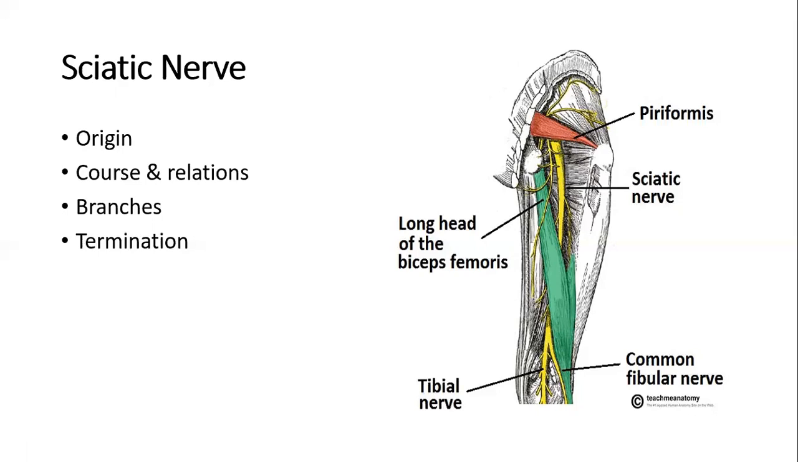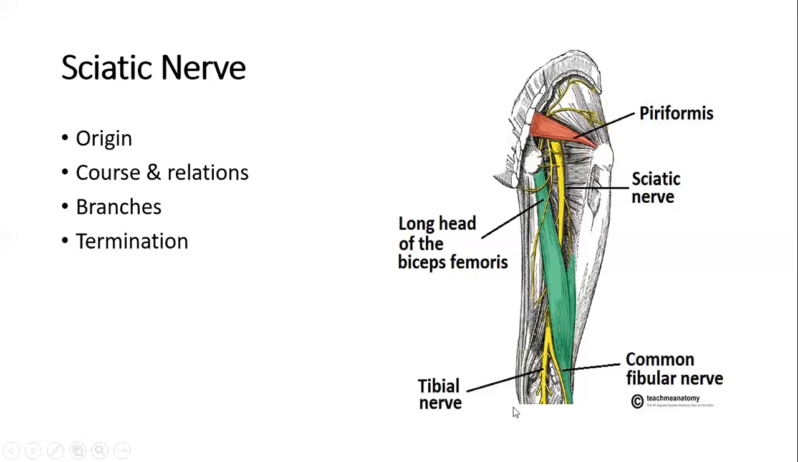So in the thigh, it enters under the long head of the biceps femoris muscle. And it lies in the thigh between the long head of the biceps femoris. This is biceps femoris, which is the lateral muscle in the posterior compartment of the thigh. So in the thigh, sciatic nerve lies between the biceps femoris, long head, and adductor magnus.